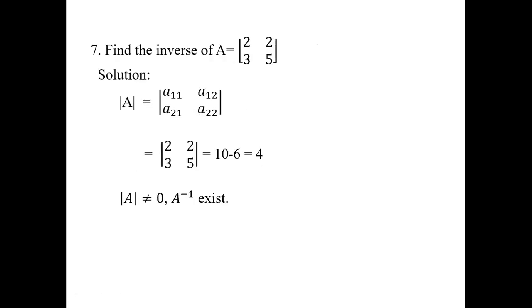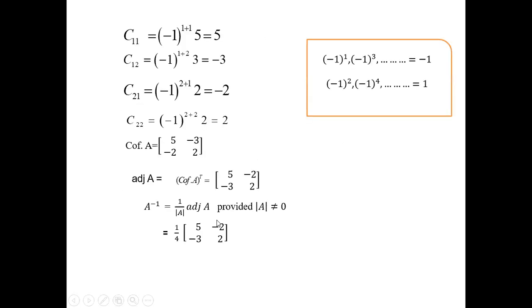Then the last problem: how to find the inverse of a 2 by 2 matrix. Here, determine A, which is 2, 3, 5, 2 with entries a11, a12, a21, a22. The inverse exists when the determinant value is not equal to 0. How to find the determinant of A: 2 times 2 is 4, minus 5 times 3 is 15... the determinant A is not equal to 0. Therefore, A inverse exists.